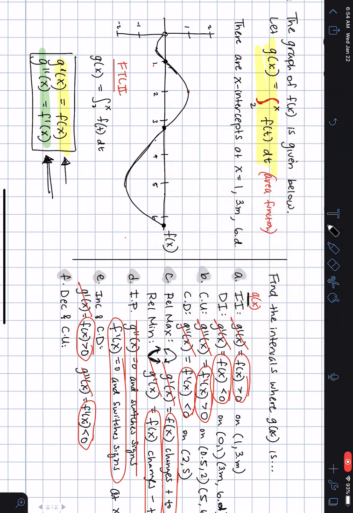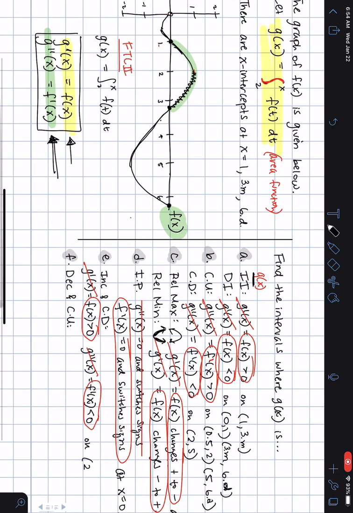Okay, so f of x is greater than 0 here. But f prime of x has to be less than 0. That means that, since this is f, f prime means the slopes should be negative. And that's only true in this region. It's where the graph itself is positive, but then its slopes are negative. So our answer is from 2 to 3.5.